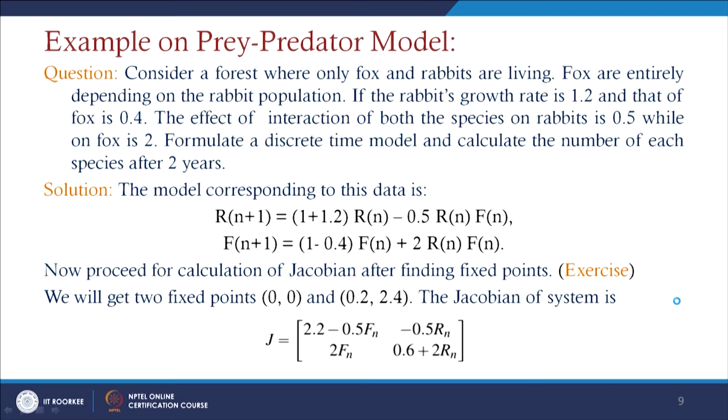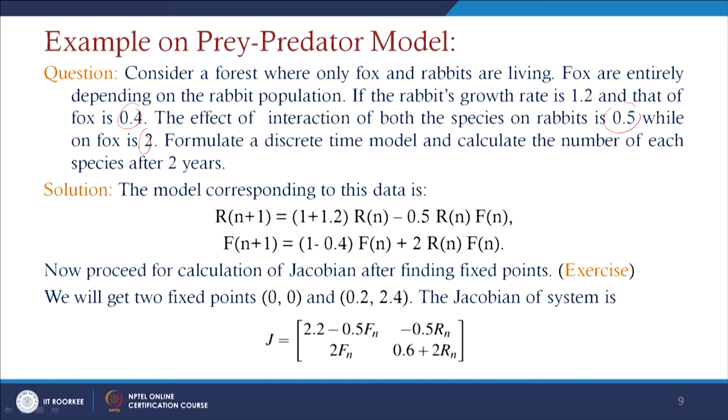If we just consider a particular example, suppose we have a forest where only 2 species exist, that is only foxes and rabbits are living there. Foxes depend entirely on the rabbit population. Suppose the rabbit's growth rate is 1.2 and that of the fox is 0.4. The effect of the interaction of both species on rabbits is 0.5, while on foxes it is 2. If we are asked to formulate a discrete time model and calculate the number of each species after 2 years, we can apply the previously discussed model.